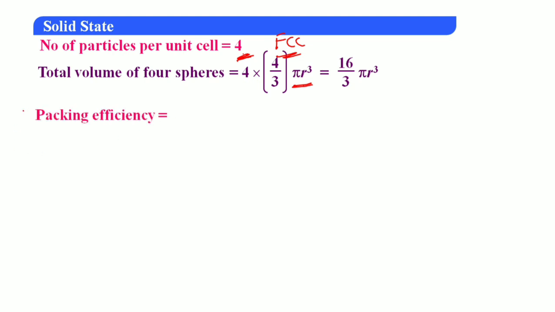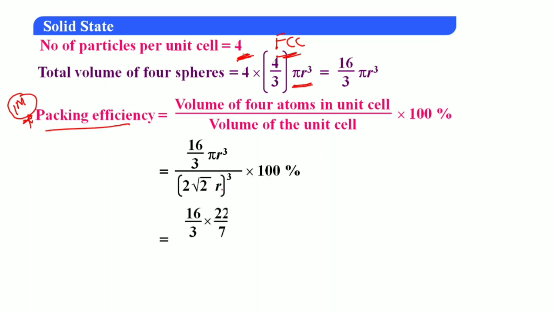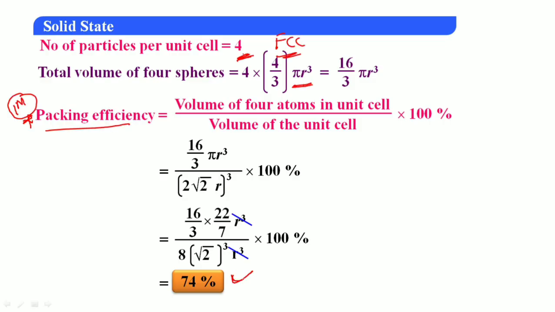Now write this formula, 1 mark, very important formula. Packing efficiency is equal to volume of the 4 atoms of the unit cell divided by volume of the unit cell, into 100%. Now the volume of the 4 atoms is 16 by 3 pi r cube, divided by 2 root 2 r cube. R cube gets cancelled, substitute the pi value. You are going to get the final answer as, remember, 74%. 74% is the answer. For this 1 mark will be there. Very important for the board. I hope you understood.